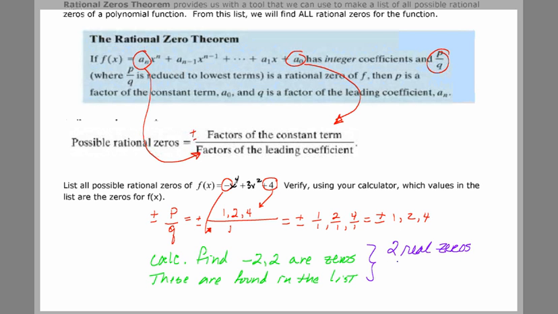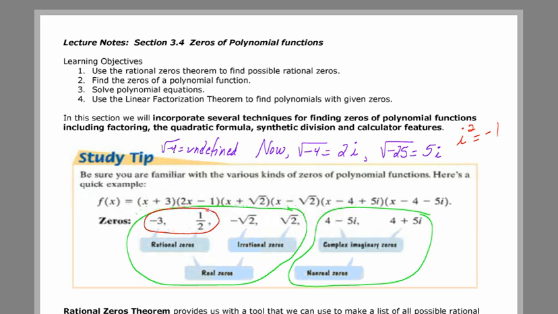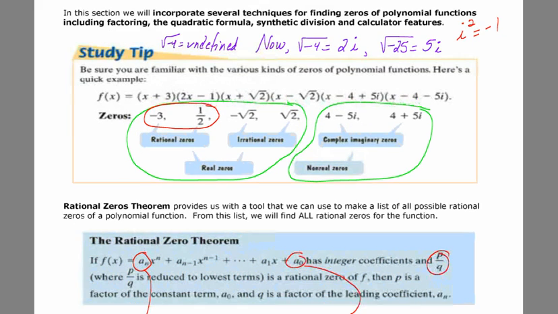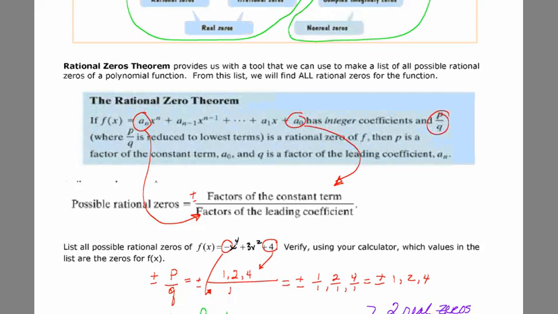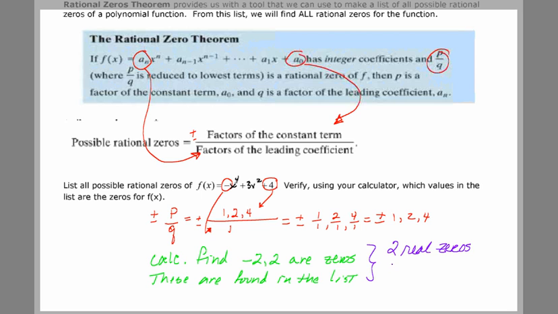If 2 of them are real, if we go back to our little statement up here, what's the only other category the other 2 could fall in? They're non-real, or imaginary, complex imaginary zeros. So I could make a statement here that I have 2 real zeros and 2 complex imaginary zeros. These can't be found on a calculator. The real ones can be found on the calculator.